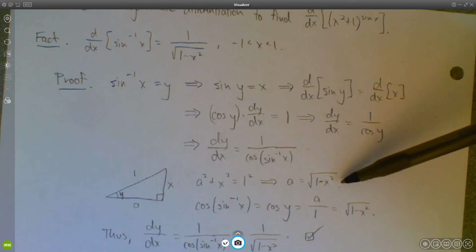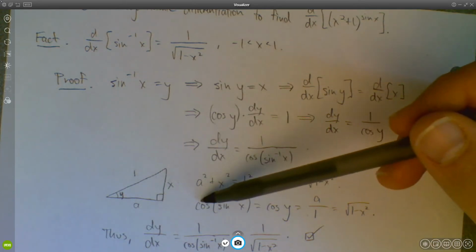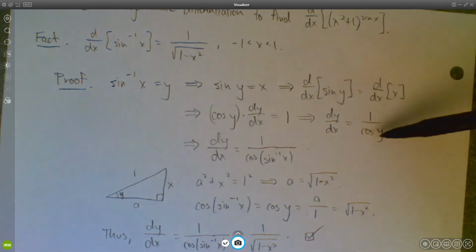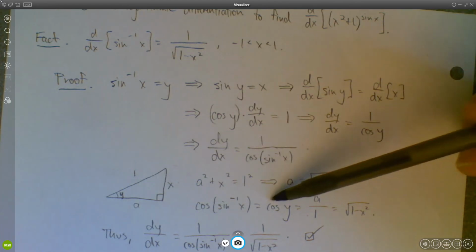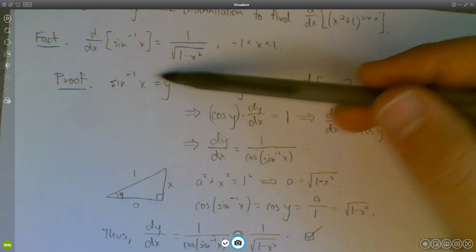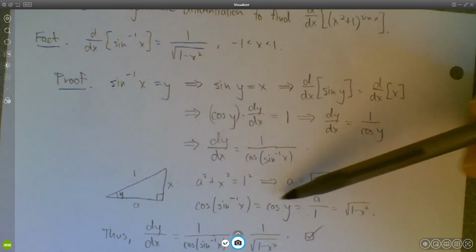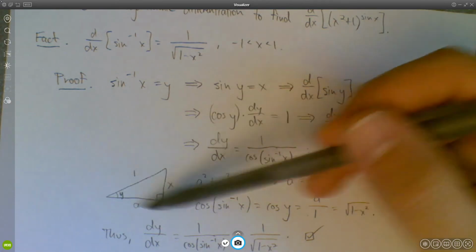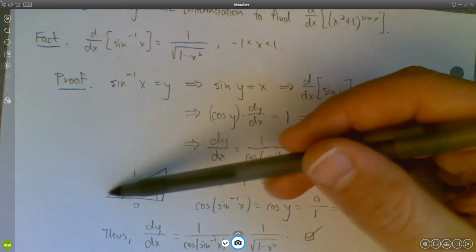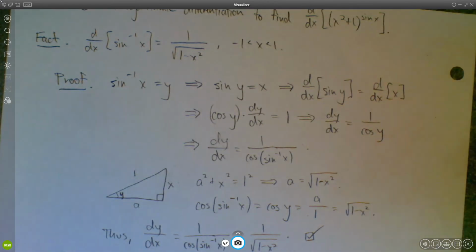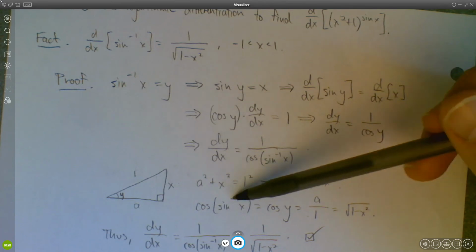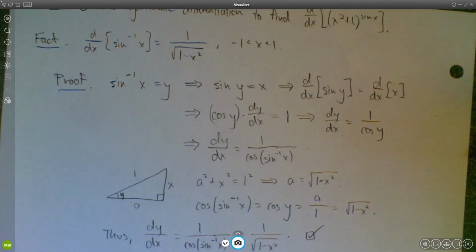Okay, so now we can look at, what's cosine of sine inverse of x? Well, cosine of sine inverse of x is just cosine of y, because sine inverse of x equals y. And what's cosine of y? Cosine of y is a over 1, adjacent over hypotenuse. And what's a? Well, a is square root of 1 minus x squared.